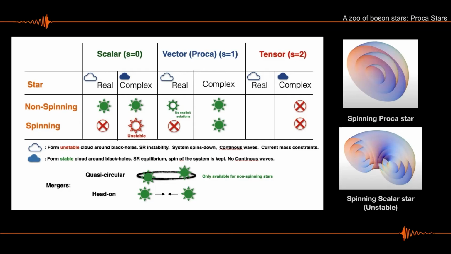So let's go for the case of stars. You can form stars out of scalar bosons, but these stars are unstable when they rotate. So that's not very interesting for us. So in order to obtain stable rotating stars, we need to attach to the vector boson case, which is also called the Proca field or the Proca boson.